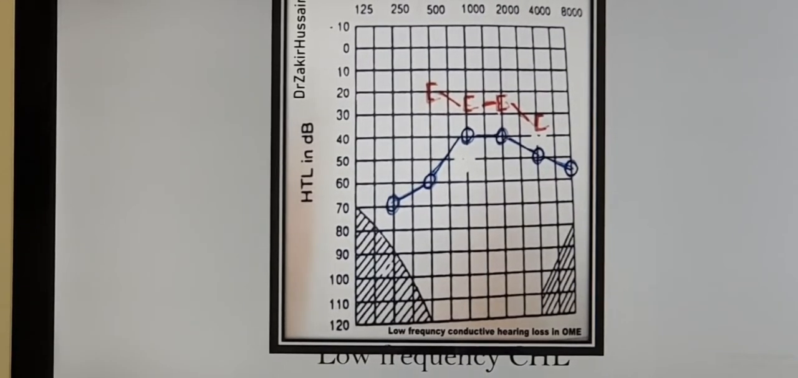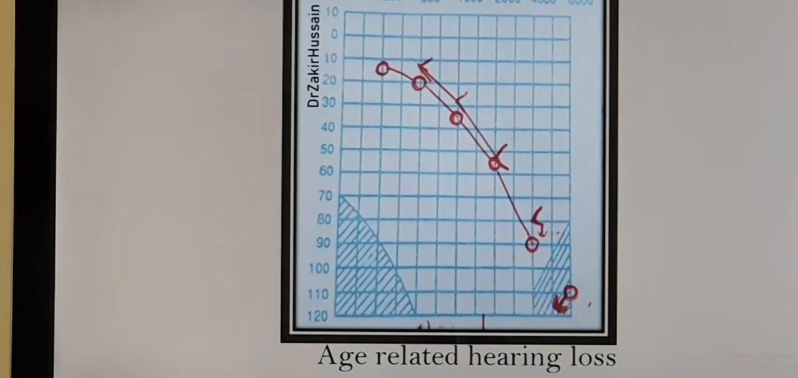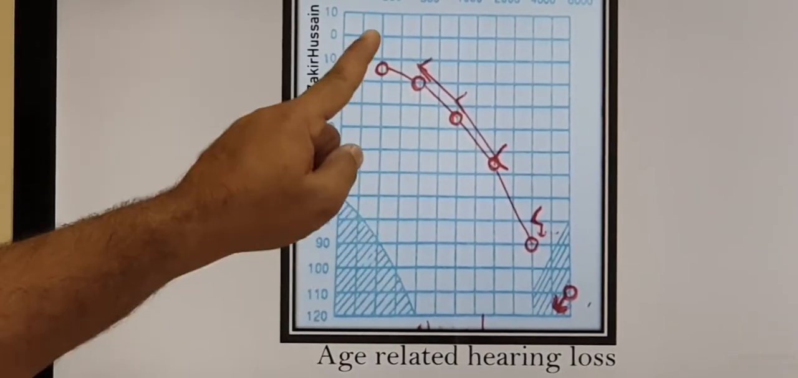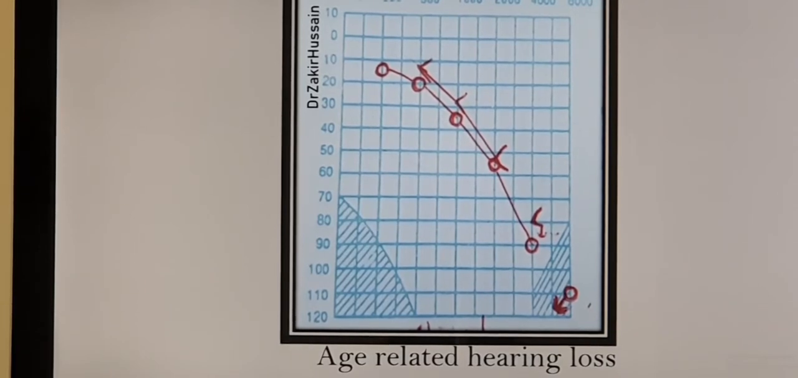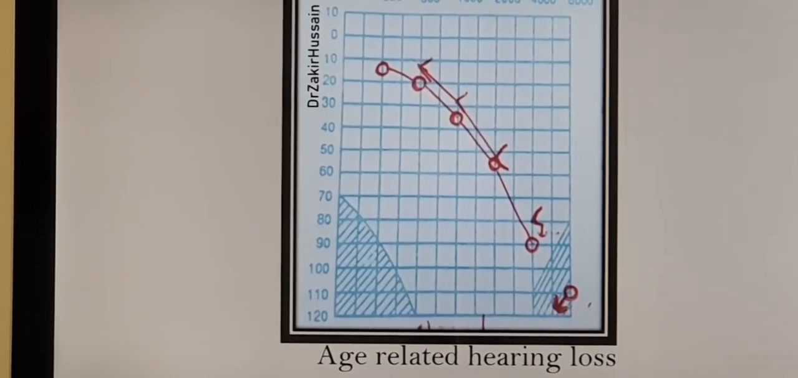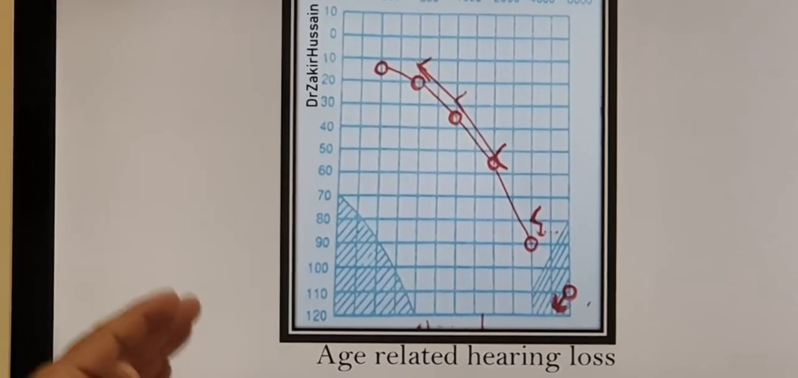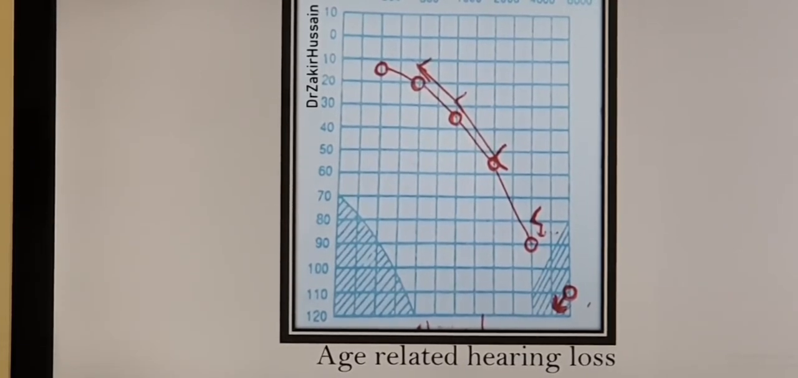Going to the next one, the last one, here you have both the lines sloping down like this. This is diagnostic of age related hearing loss. Whatever changes you have in the body because of age, the same changes you have in the ear also. So this is called presbycusis, or the new terminology is age related hearing loss.